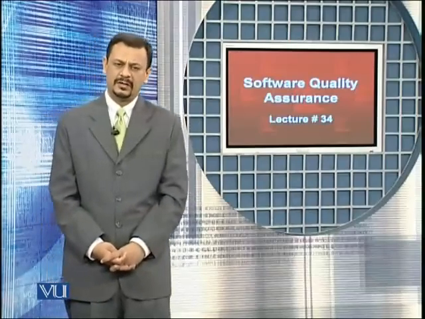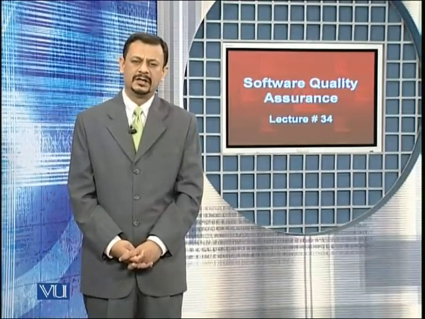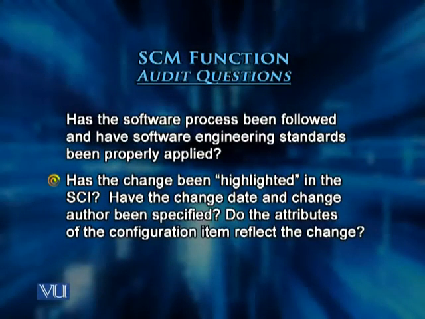And if that process has not been followed faithfully, has a deviation been recorded and approved accordingly? This is going to help us in validation of the process of implementing changes and process of performing different activities in the software development lifecycle. The fourth question is, has the change been highlighted in the SCI? Have the change date and change author been specified? And do the attributes of the configuration item reflect the change?